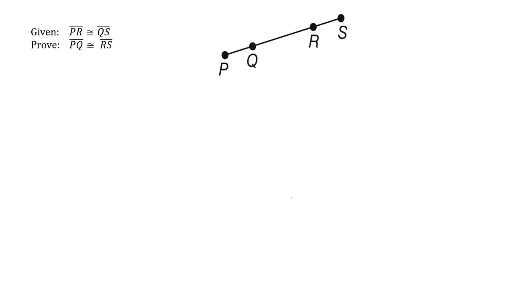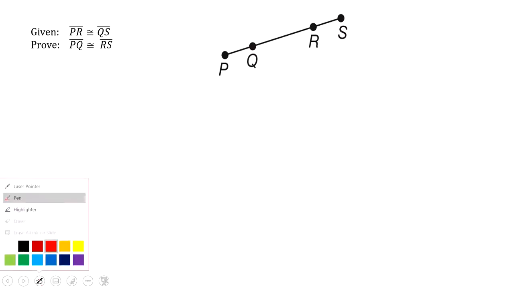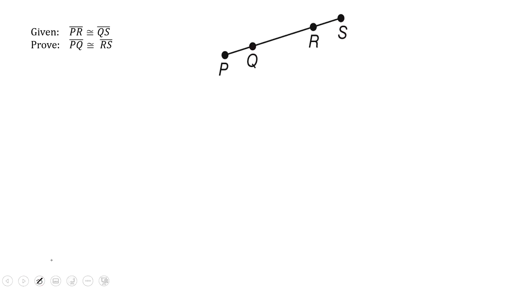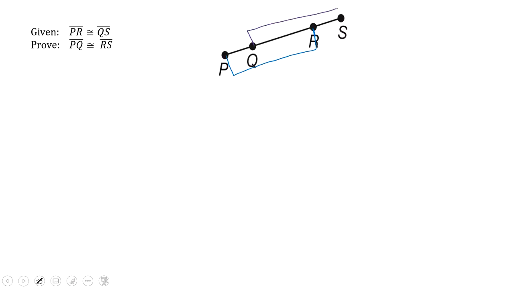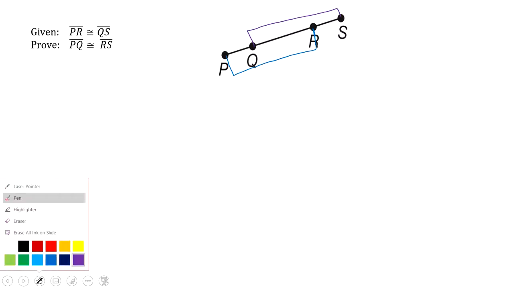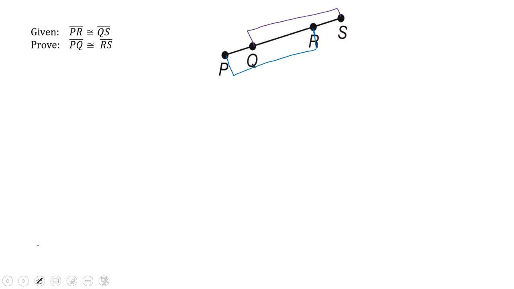It looks very similar to the last one. We're asked to prove, given that PR is congruent to QS, we want to prove that PQ is congruent to RS. So again, I'm going to color code our drawing. Blue for PR. We'll do QS in purple again. So we have our markers off. We're told, I'll do in red, that PR is congruent to QS.